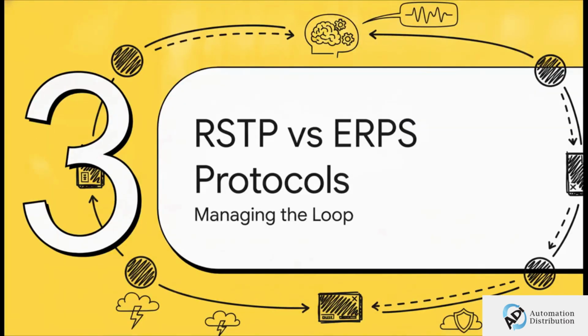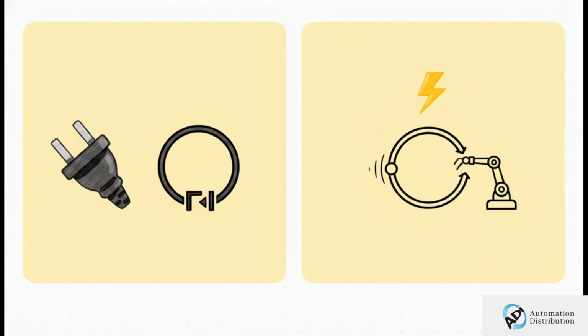Which brings us perfectly to Section 3. RSTP versus ERPS protocols and how we actually manage that loop. To logically block one path until it's actually needed and prevent that broadcast storm, we need managed switches running redundancy protocols. Choosing the right protocol is absolutely crucial here, and we've got two heavy lifters to look at.